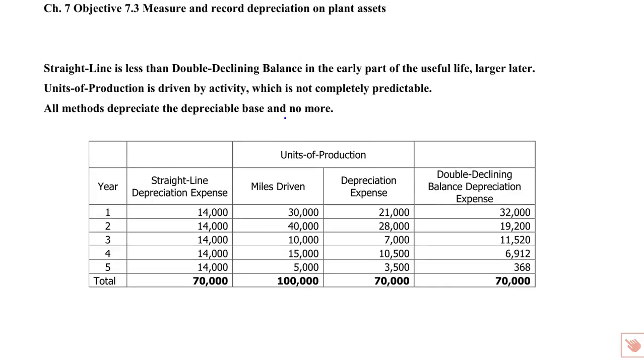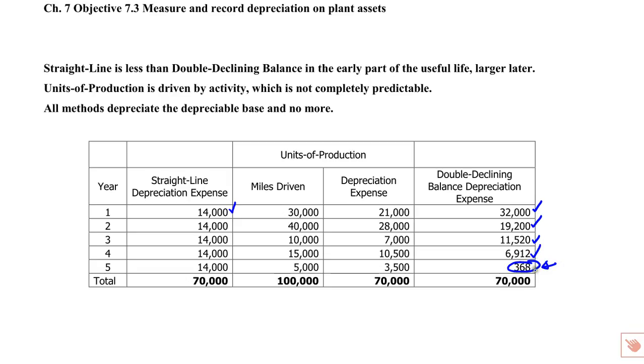So if we look at these, and I got the 14,000 right. So we have 14,000 every year for straight line. For double declining balance, 32,000, 19,200, 11,520, 6,912. And then this year, right here for double declining balance, we had to plug it so that it didn't exceed 70,000.